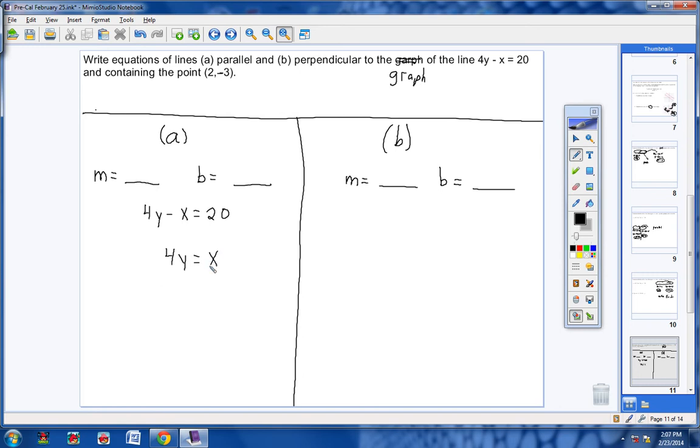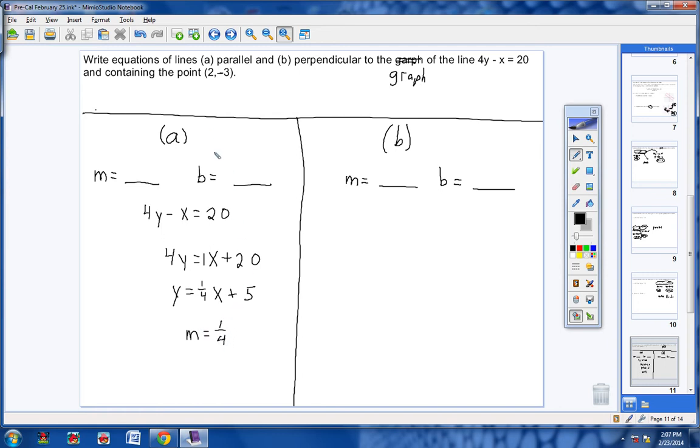Then I'm going to divide everything by 4. Don't forget there's a 1 in front of the x, so 1 divided by 4, 1/4. And then 20 divided by 4 is 5. So I did it. What is the slope of this line? Does everybody see it? 1/4.